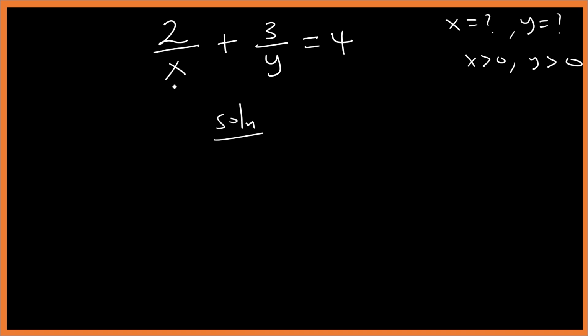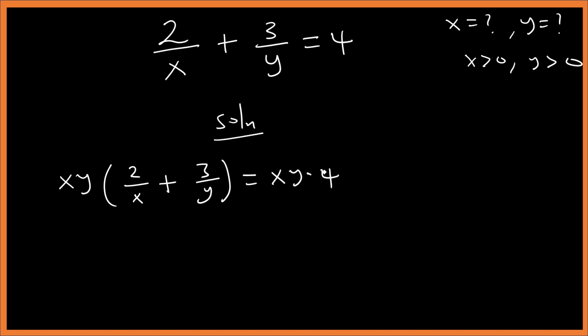Now let's find the LCM here, or you can multiply both sides by xy. So let's multiply both sides by xy. So we have 2 on x plus 3 on y equals xy times 4. All right, so I've done nothing.